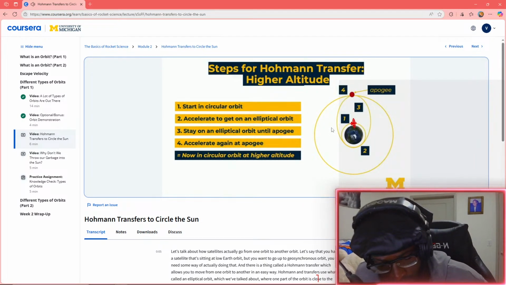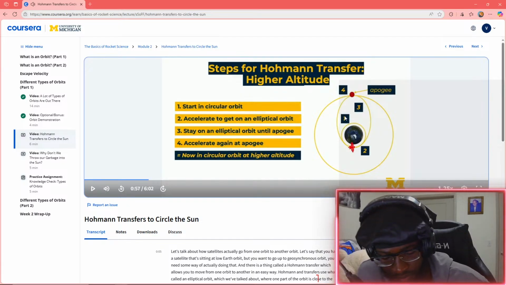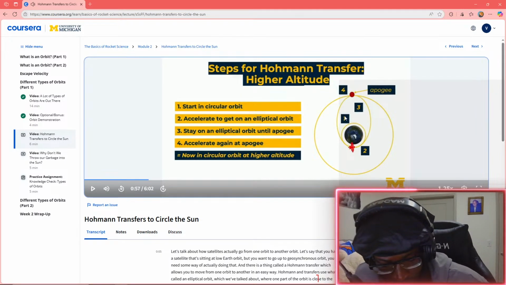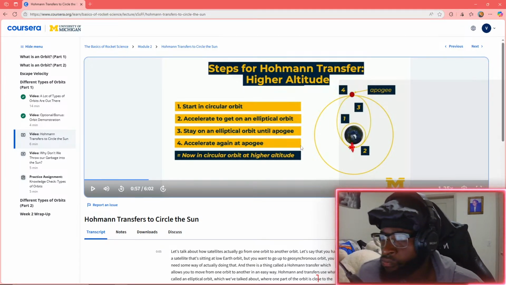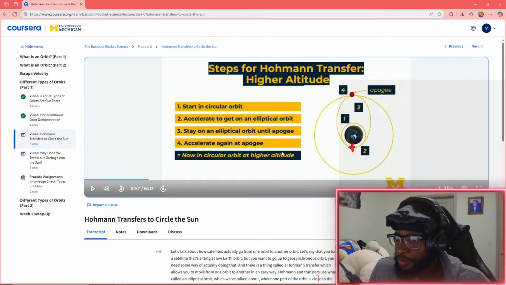And the way that you do that is you go from a circular orbit, accelerate to get on an elliptical orbit into apogee, and accelerate at apogee.